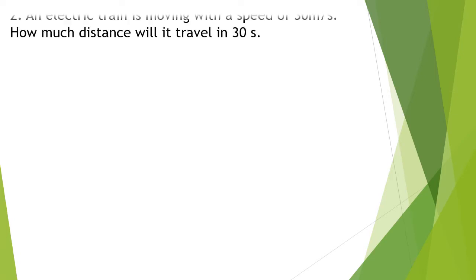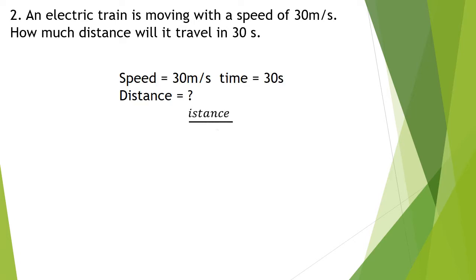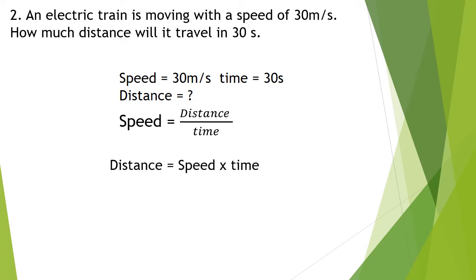A simple numerical. An electric train is moving with a speed of 30 meter per second. How much distance will it travel in 30 seconds? So children, meter per second stands for speed. So speed is given as 30 meter per second and time is given as 30 seconds. So we have to calculate distance. So what is the equation? We know speed is distance by time. So distance will be speed into time. So when we multiply 30 into 30, we get 900 meters.